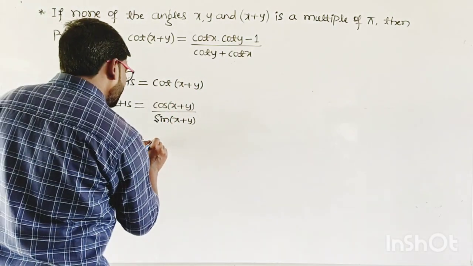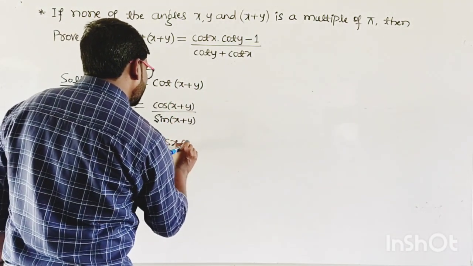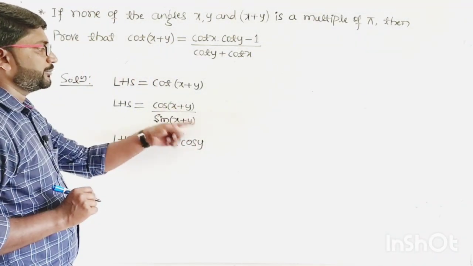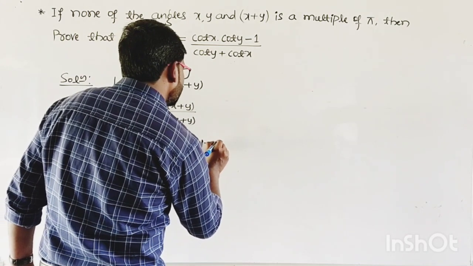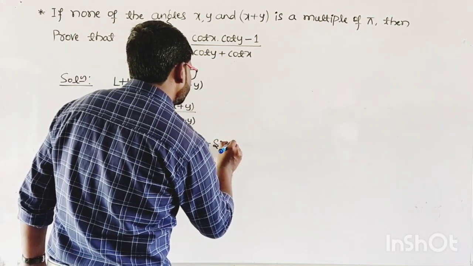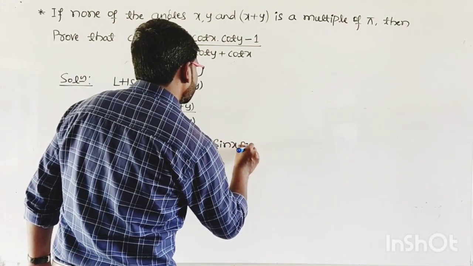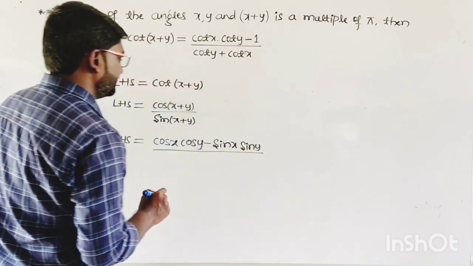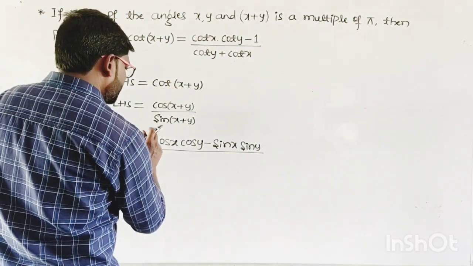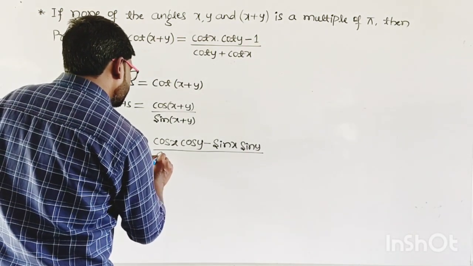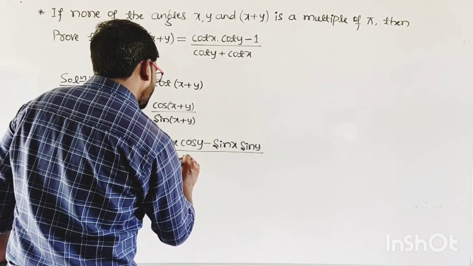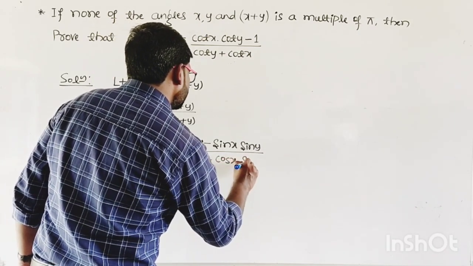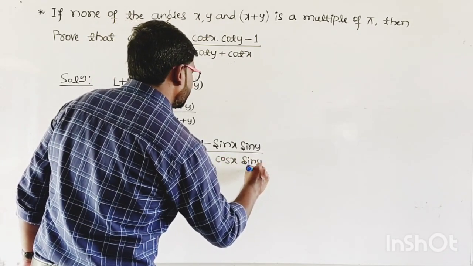Cos of x plus y is nothing but cos x cos y, and we have to write the opposite sign: minus sin x sin y. Then let us apply the formula for sin of x plus y: sin x cos y plus cos x sin y.